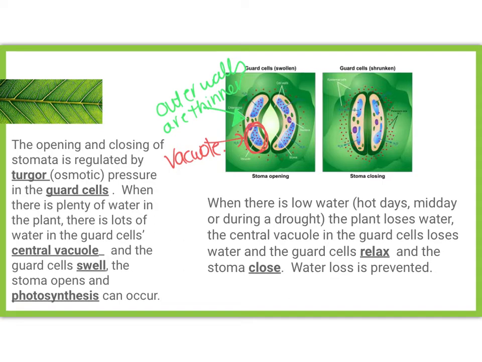Okay, so when there's low water, like hot days, midday, or during a drought, the plant loses water, the central vacuoles in the guard cells lose water, and the guard cells relax or shrink, closing the stoma. This prevents any further water loss, aka the loss of water through water vapor.